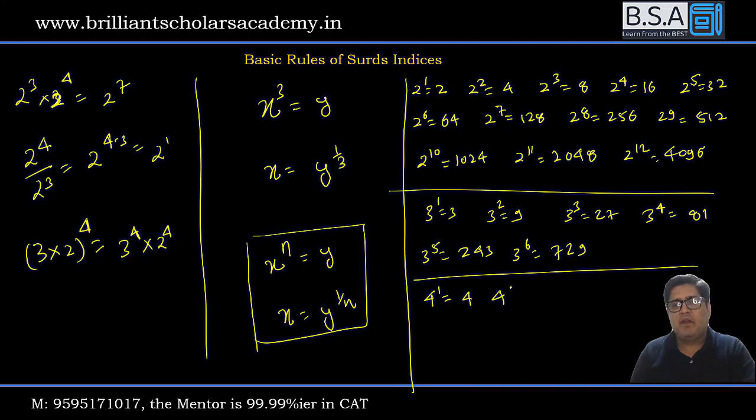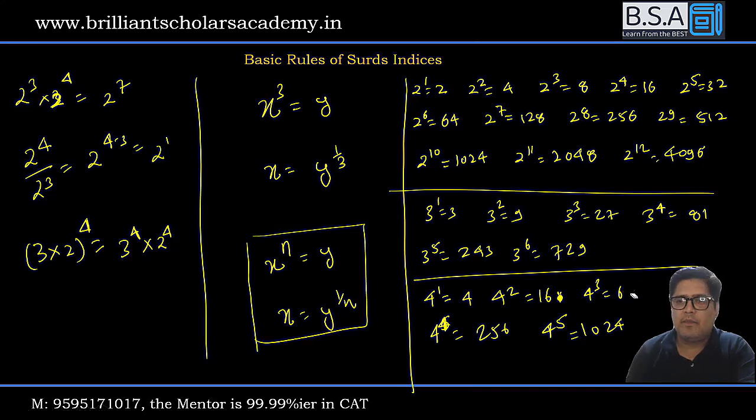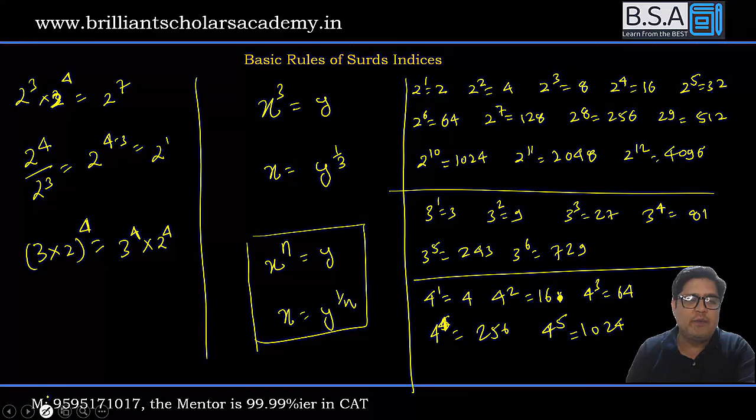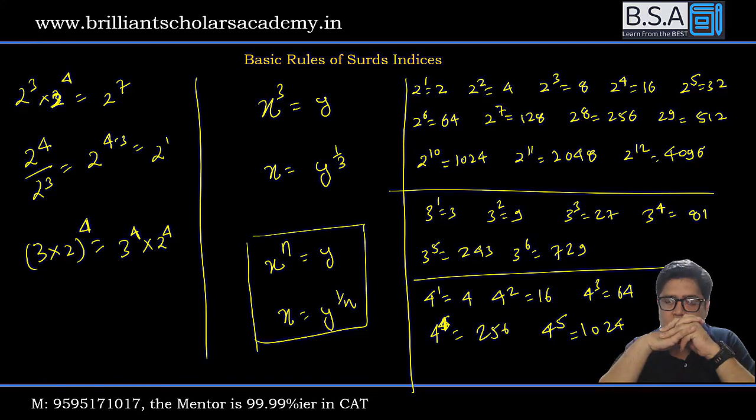4 to the power 1, 4 square, 4 cube, 4 to the power 3, this is 64, 4 to the power 4, 256, 4 to the power 5, 1024. Take your time, copy down these results, repeat them again and again. Write them somewhere and stick it nearby so it is visible to you. Complete this. Confirm done.